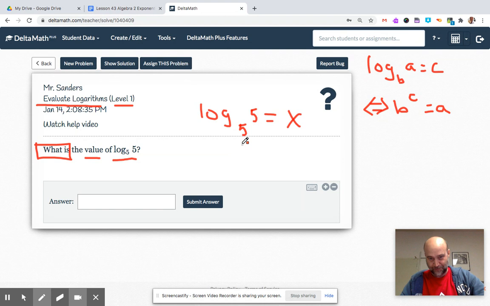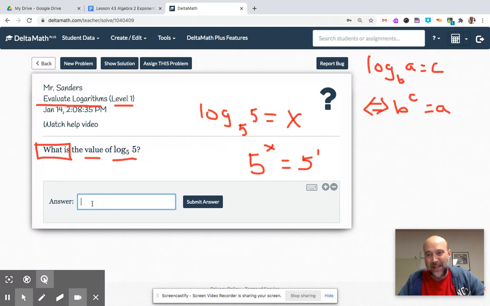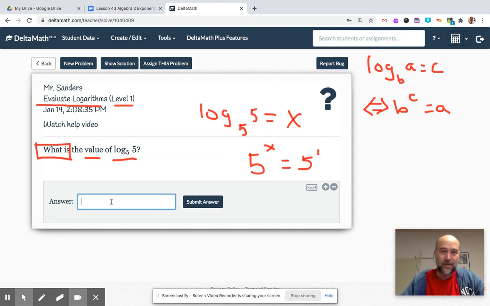So rewriting it, our base is 5. Logs are always equal to the exponent, so x is our exponent, and we've put that other 5 in the missing spot. So basically, what exponent does this 5 have that you can't see? It's an exponent of 1. You have to link them together a little bit. Things that have the same base have the same exponent. That's the math trick here. So the answer is 1.